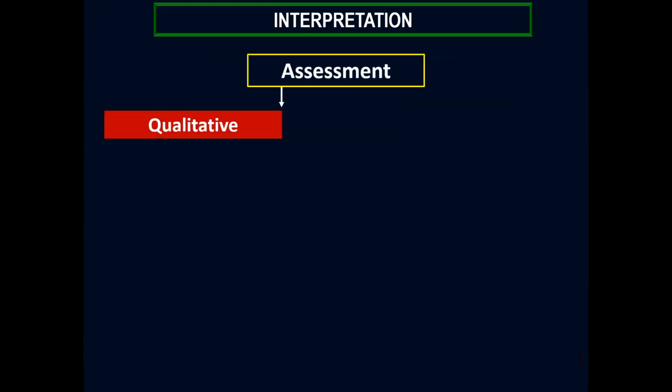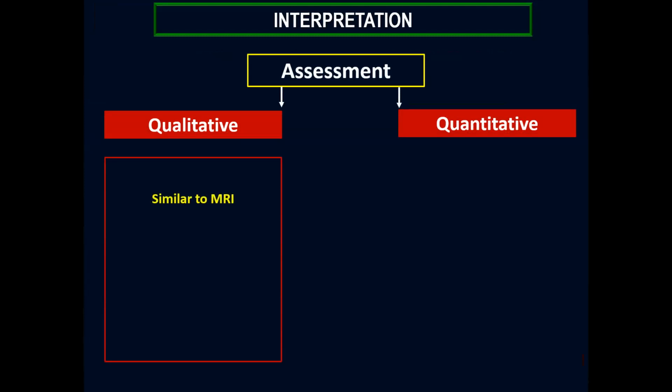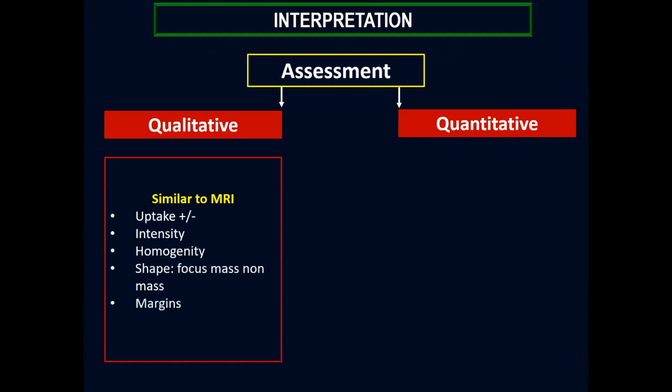And for PEM assessment, we do a qualitative and a quantitative assessment. The qualitative is similar to MRI, where we divide lesions into those which uptake and those which do not uptake the radiotracer. Then we assess the intensity of uptake and the homogeneity.